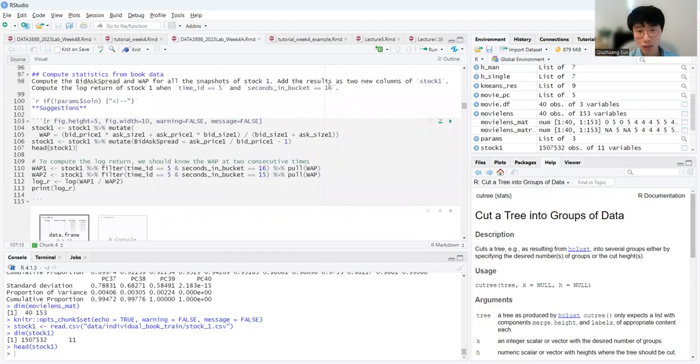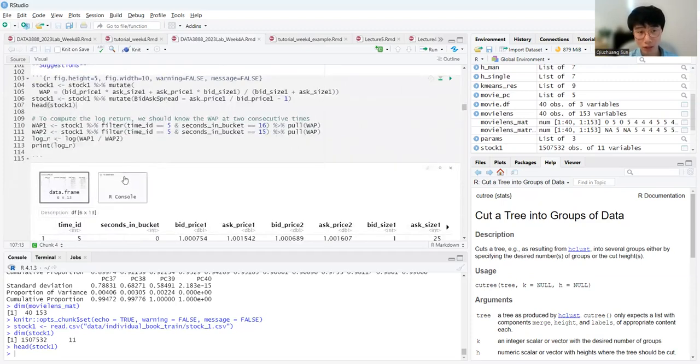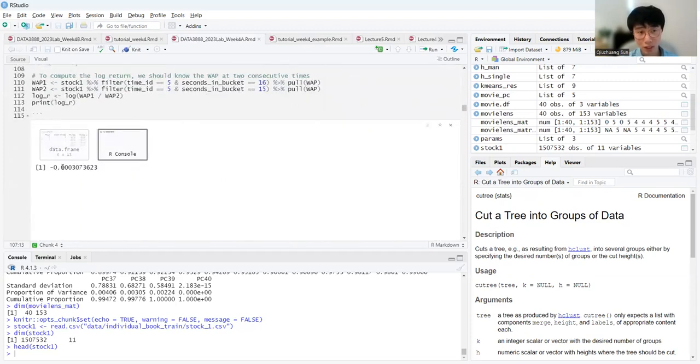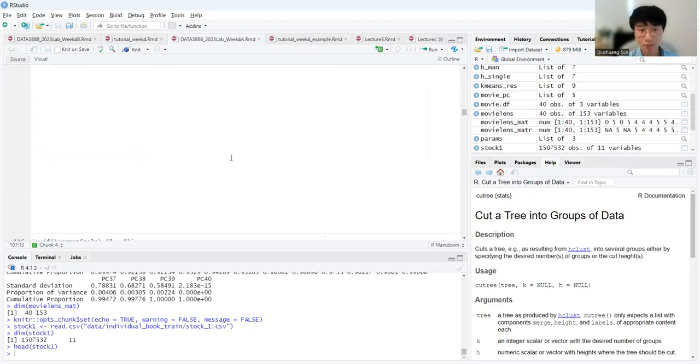So to compute this log return at this specific time point, we need the WAP at time 16 and the WAP at the previous time epoch, which is 15, so that the log return is just, we take the ratio and then take the logarithm. This is the log return. So you will see the log return is minus 0.003, something like this.